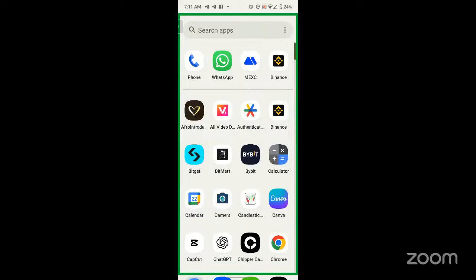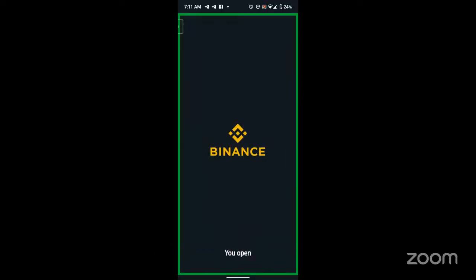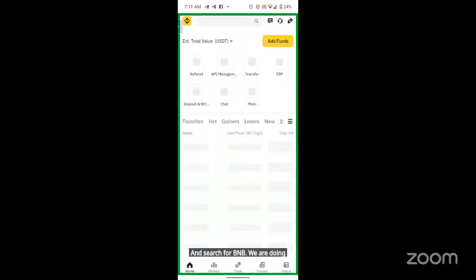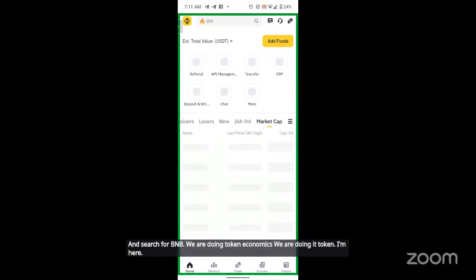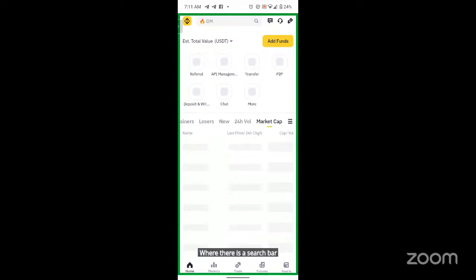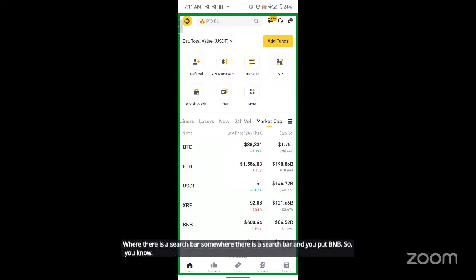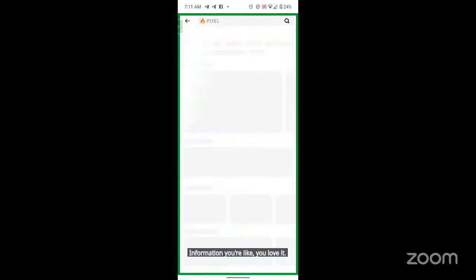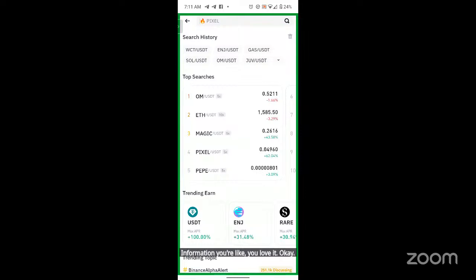Now, you can still go and open your Binance account and search for BNB. We are doing token economics. So you come here where there is a search bar and you put BNB. What we are looking at here is the information, and we can do the same on other coins. Okay, so I am just teaching BNB.